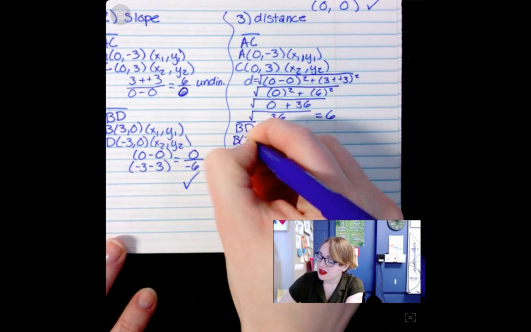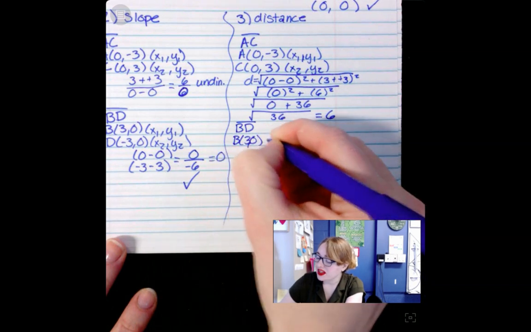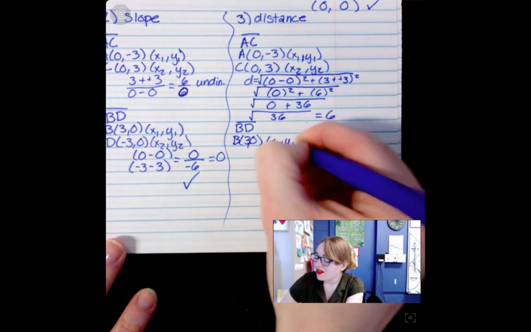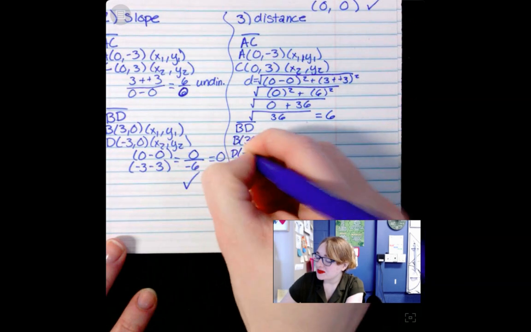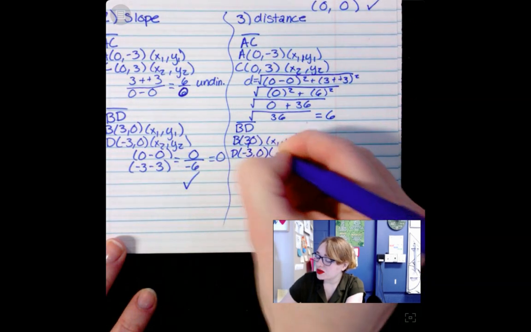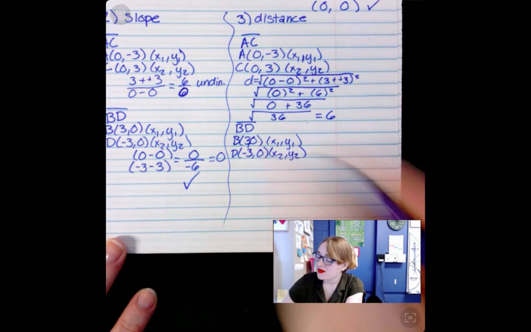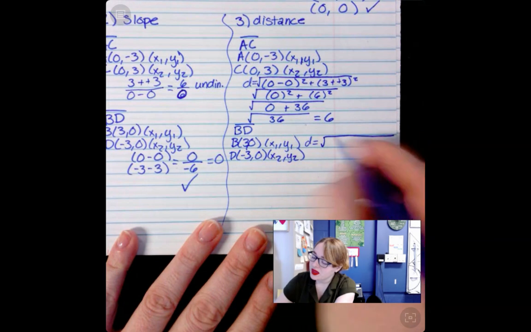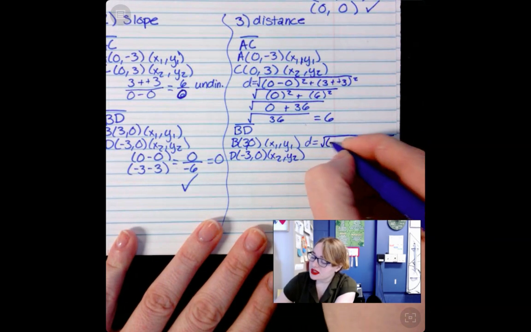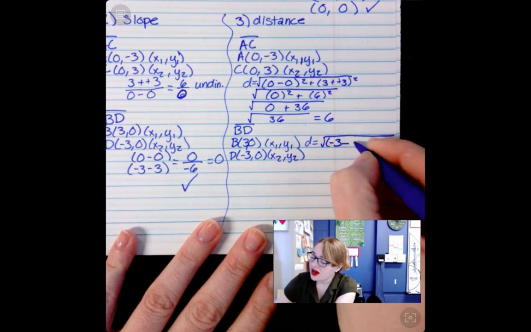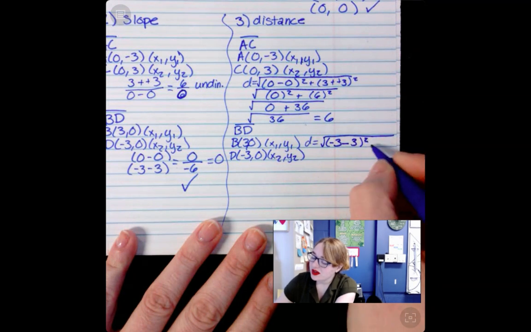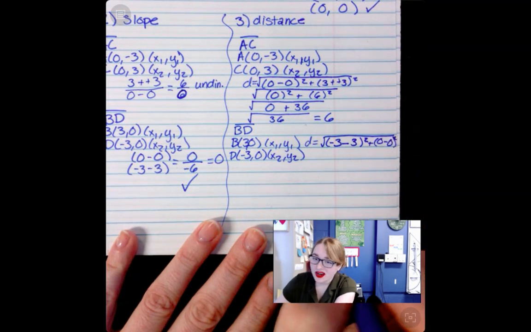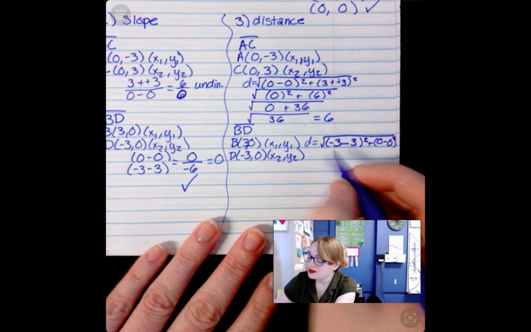Okay. Now we will test the distance between B and D. Point B is still at (3, 0), which is going to be my x1, y1. And D is going to still be at (-3, 0), which will be my x2, y2. Okay, so plugging that in, we have d for distance is equal to the square root of x2, which is -3, minus our x1, which is 3, squared, plus y2, which is 0, minus our y1, which is also 0, squared.